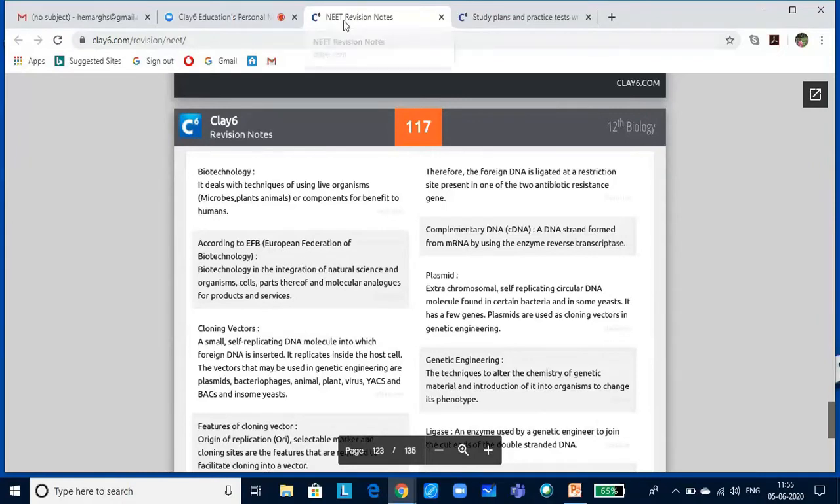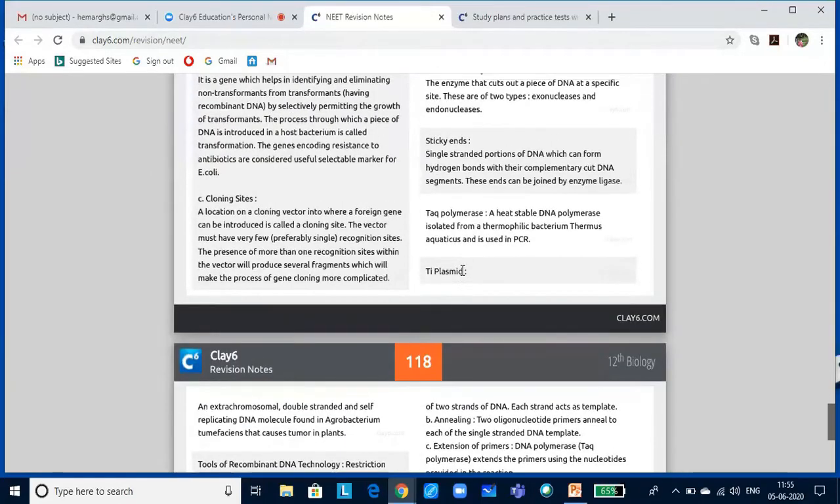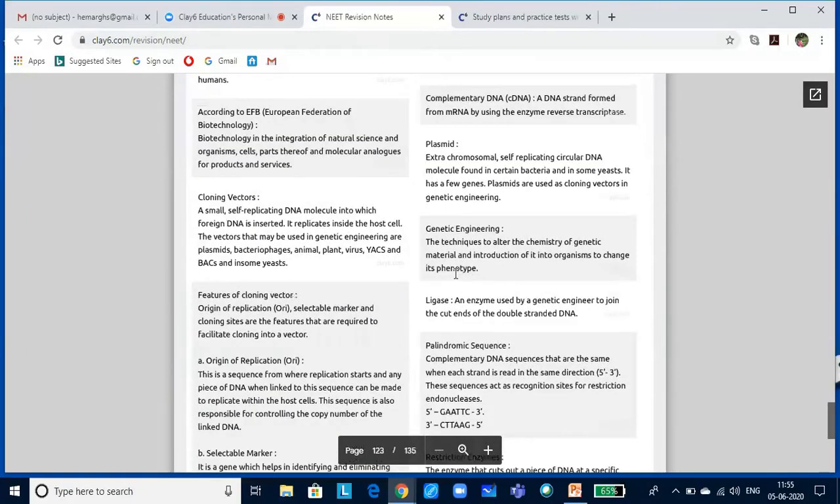Now, if you are looking at the steps of genetic engineering, the first step will be identification of the DNA with desirable genes, then introduction of the identified DNA into the host, maintenance of the introduced DNA in the host, and transfer of the DNA to its progeny.